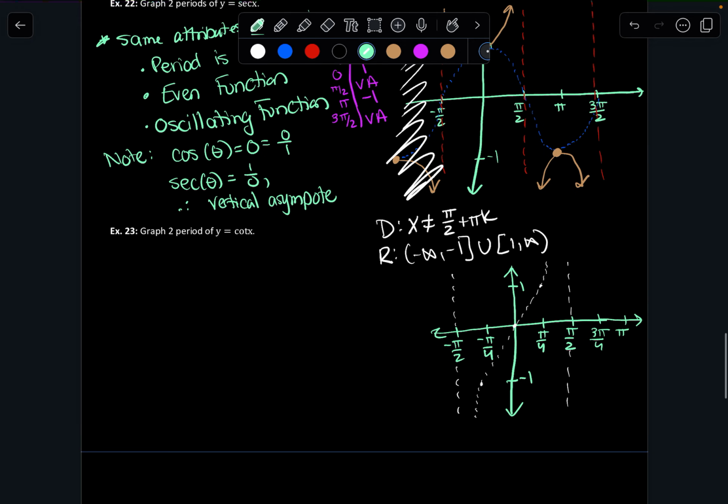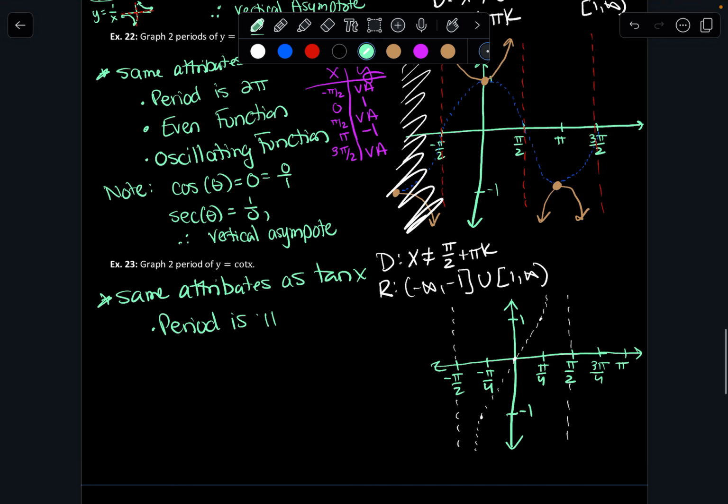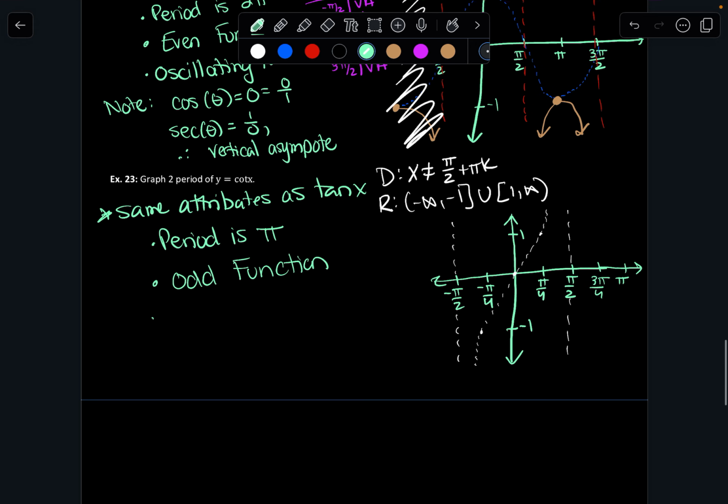So same thing, it has the same attributes. Cotangent has the same attributes as tangent. Meaning the period is pi, just 1 pi. Tangent is odd, therefore cotangent is also odd. It'll have that rotational symmetry about the origin. And then it repeats, so it's also an oscillating function.